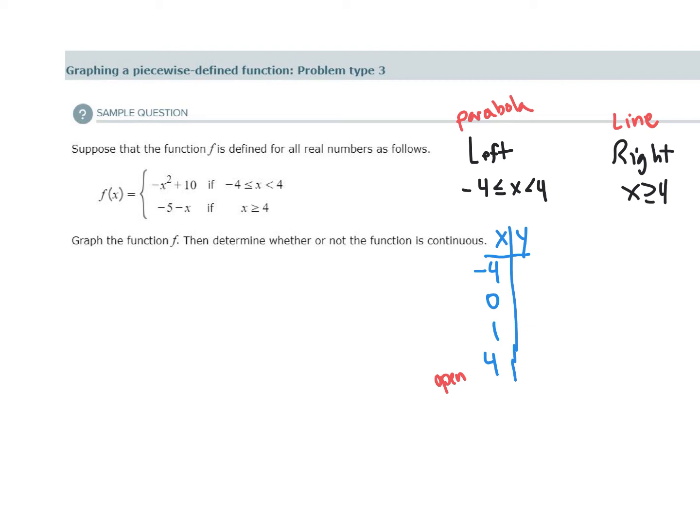Now when I plug these in, again, I'll plug these into my function, which is -x squared plus 10. So if I do negative 4 squared, I get 16, plus the negative is negative 16, plus 10 is negative 6. 0 will be 10. 1 will be negative 1 plus 10, which is 9. And then 4, again, will be 16, negative sign makes it negative 16, plus 10 is negative 6.